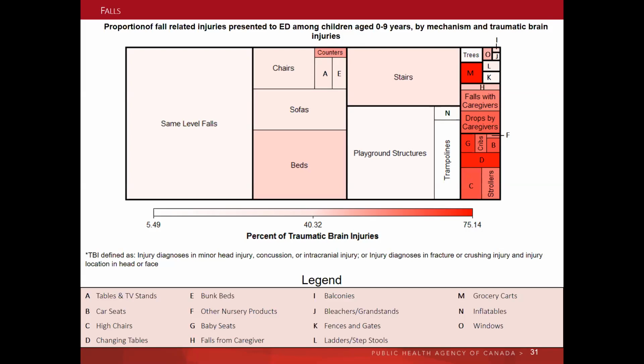With a quick skim of the graph, we can already pick out some distinct patterns. We see a high level of TBIs among nursery equipment over here, as well as drops by caregivers, which we can see over here. There are low amounts among playground equipment and moderate amounts among furniture falls. And we'll see later on in this presentation that TBIs are not only a product of the fall mechanism, but also reflective of the mean age within these mechanisms. Regardless, mechanisms with a high proportion of TBIs were grocery carts, changing tables, and baby seats, as you can see by the dark red colors.